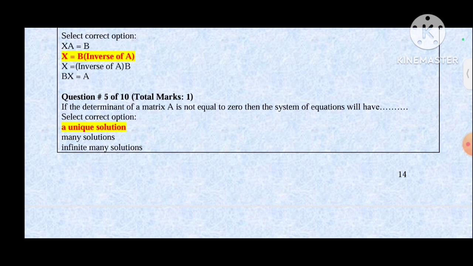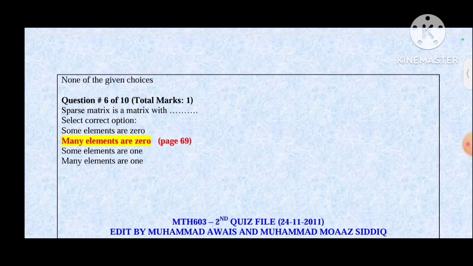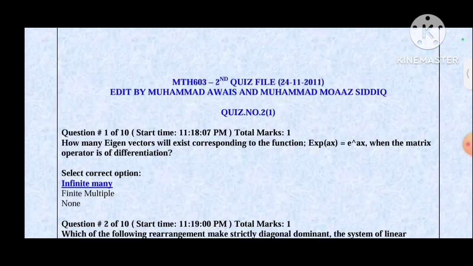If the determinant of the matrix A is not equal to 0, then the system of equations will have a unique solution. Sparse matrix is a matrix with many elements being 0.